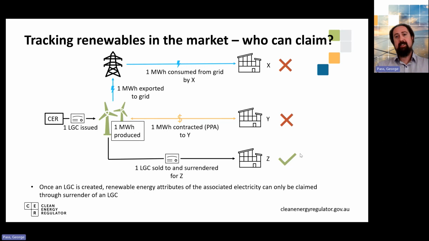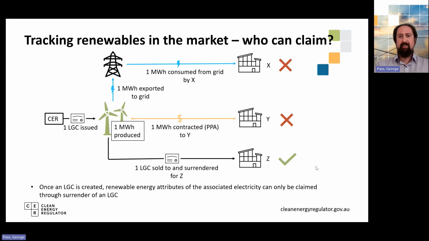The Australian government has decided that LGCs represent the mechanism by which consumers can proactively procure renewable electricity. This is based on the principle that sourcing an LGC essentially proves that 1 megawatt hour of electricity consumption was matched by renewables in the grid. Surrendering it takes it out of circulation, so it can't be claimed by another party. And so this is the point at which the renewable electricity can be claimed.